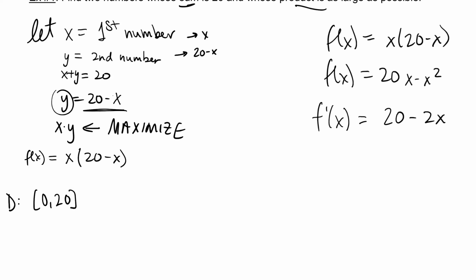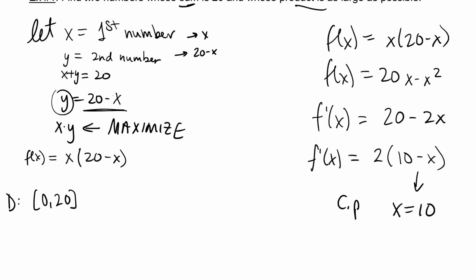So we want to maximize this, so we want to find the critical point. I'm going to factor. Pull out a 2, 10 minus x. The 10 minus x will be the only thing that gives me an answer. Set it equal to 0. I see my critical point is at x equals 10. So x has to be 10.